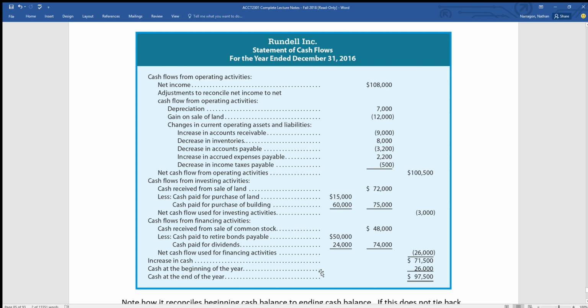But here, you actually see the total increase of 71,500. Then you're going to see these two. We're going to look at cash at beginning of the year, and we're going to add those two up to get our cash at the end of the year. So again, these three get added together, and that's why we got 71,500. Then we add in our beginning to find our ending.